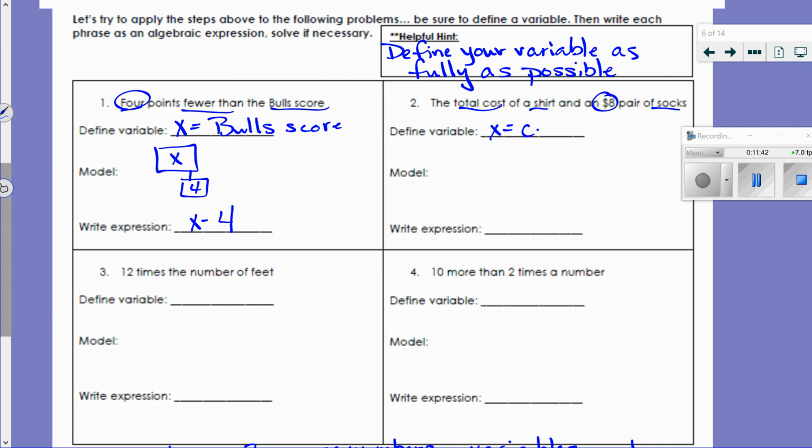So X is cost of shirt. And again, as specific as possible, that means in dollars. My model, if I'm adding, what does the addition model look like? No, they're just side by side. So I have the cost of the shirt and 8. Addition model, I just draw my boxes side by side. So my expression is X plus 8.